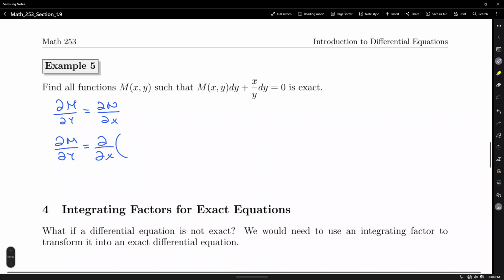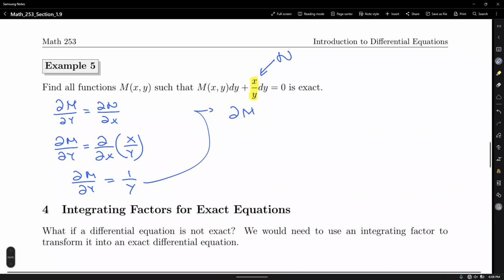But what is it that we differentiate with respect to x? This is going to be our n, x over y. And what is the partial derivative of x over y with respect to x? The derivative of x equals 1, times the multiple constant 1 over y. So the partial of m with respect to y equals 1 over y. Doesn't that look like a baby separable equation, except that we have the partial symbol instead of the Leibniz notation? But it still works the same.